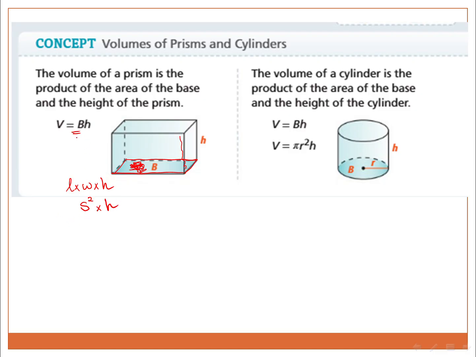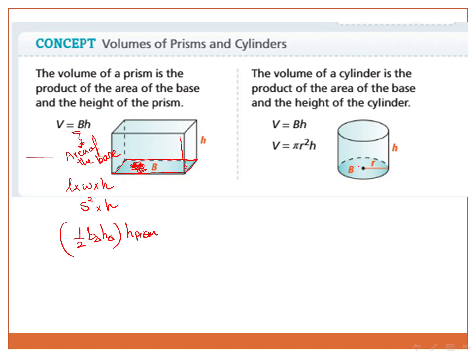If it's here the area of the base, what's the meaning of this capital B? That means this is the area of the base. Okay, this is the meaning. If I have a triangular one, it's going to be half b, which is the base of the triangle, times the height of the triangle, times the height of what? Of the prism itself. Okay, just try to distinguish between the cases.